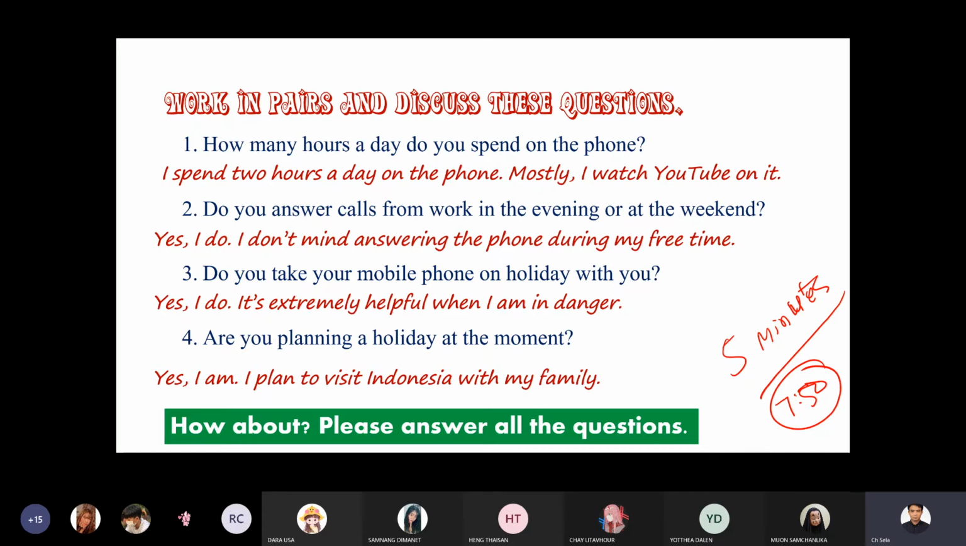Are you planning a holiday at the moment? Yes, I am. When COVID-19 stops, I plan to visit Kampong Saom with my family and my best friend. Okay, you should say "I plan to visit Kampong Saom with my family and best friends," not "visit at." Visit, no "at." Okay, Dara? Yeah, sure. Okay, visit Kampong. All right, thank you very much.